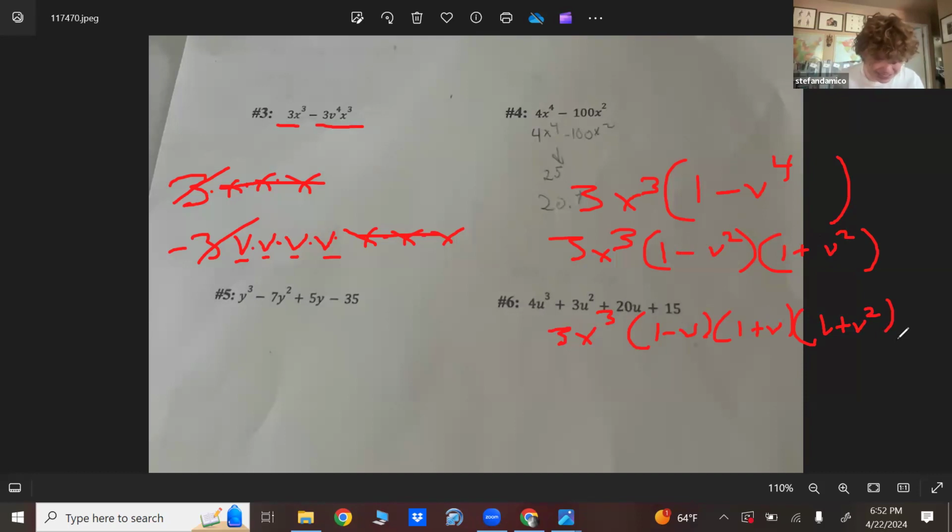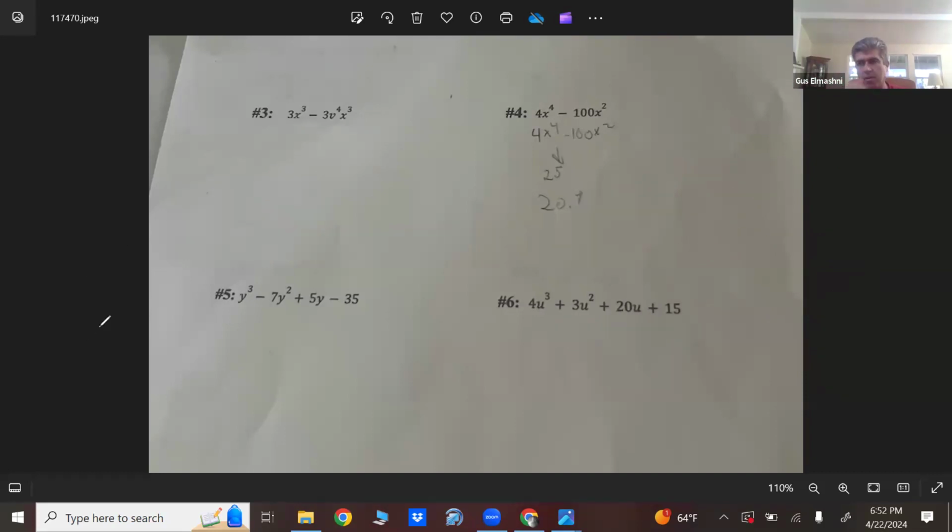So that's how you go about factoring. Look for common factors first, and then there's usually a variety of techniques. You could do factor by grouping, or factor a trinomial using the box, the diamond in the box, or difference of two squares, or perfect square trinomials. So let's look at number four next. You take out Y.